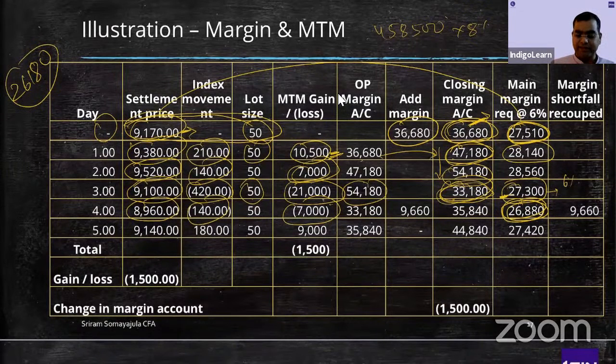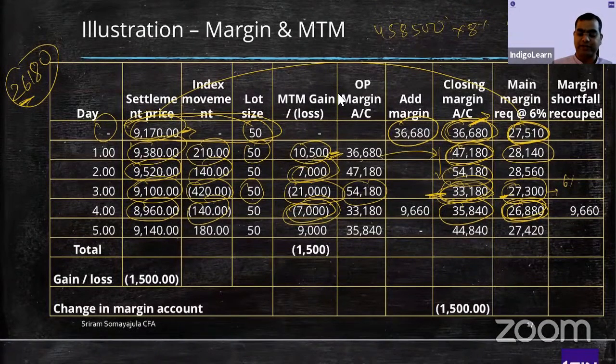If you fall below the maintenance margin, you have to come back to the initial margin of 8%. So what is the initial margin? 8% you have to maintain. 8,960 into 50 into 0.08. That comes to 35,840. So you have to bring it back to 35,840.